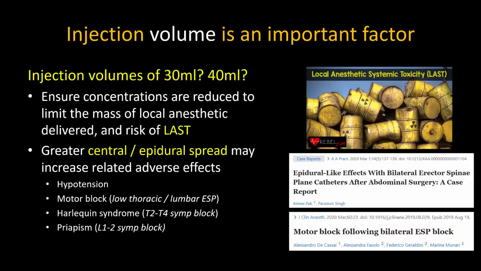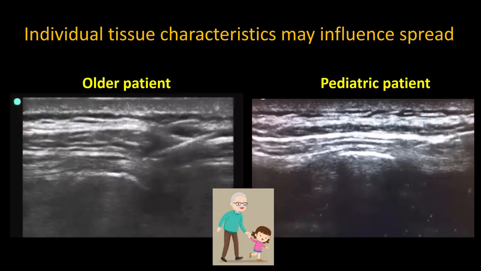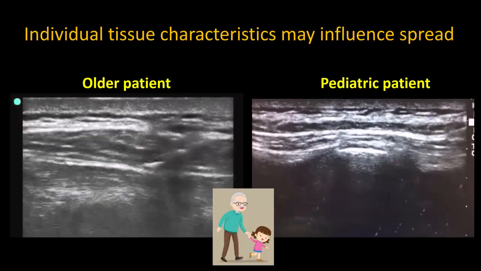There is also a fair amount of data from studies that use 30 milliliters as a loading dose and even 40 milliliters in a few reports. The most important thing to note is that these larger volumes will require the use of more dilute concentrations of local anesthetic to minimize the risk of local anesthetic systemic toxicity. They may also increase the risk of sympathetically mediated side effects like hypotension. I think it's not yet clear what is the sweet spot for volume and concentration. It may also depend on the patient.